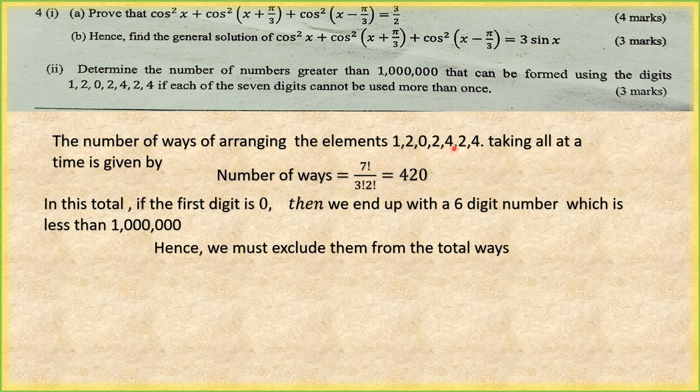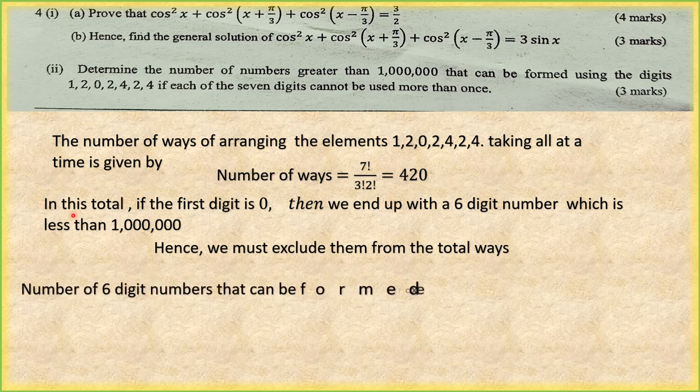The numbers can be arranged. So we have to exclude that. Now, before we do the subtraction, we need to look for the number of ways of arranging these numbers without the zero included.